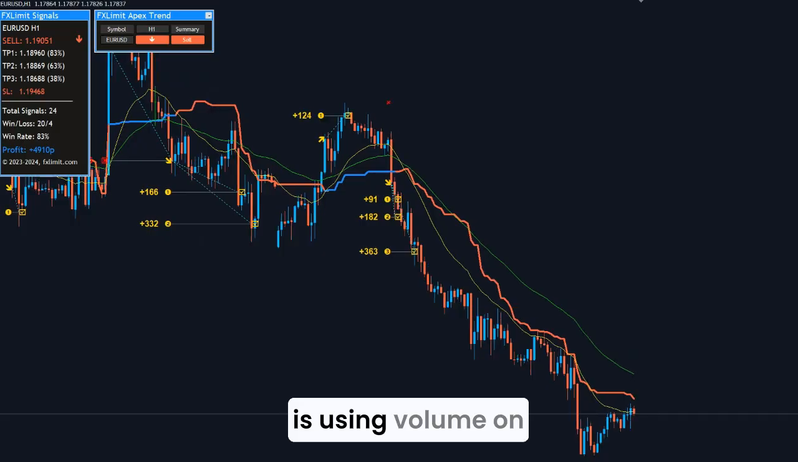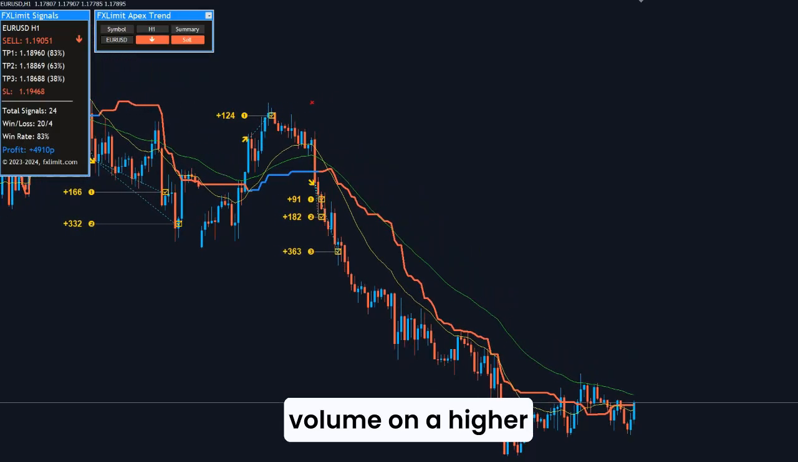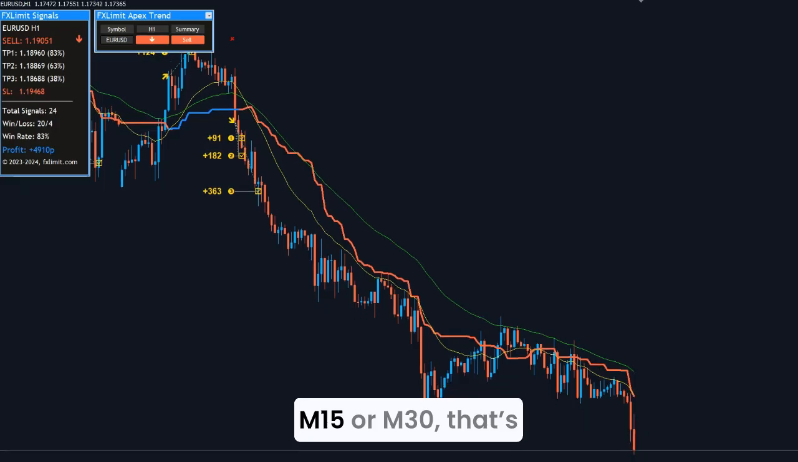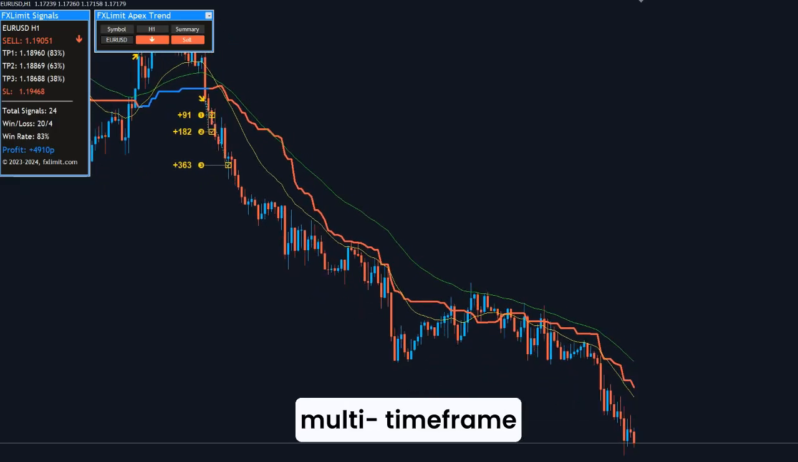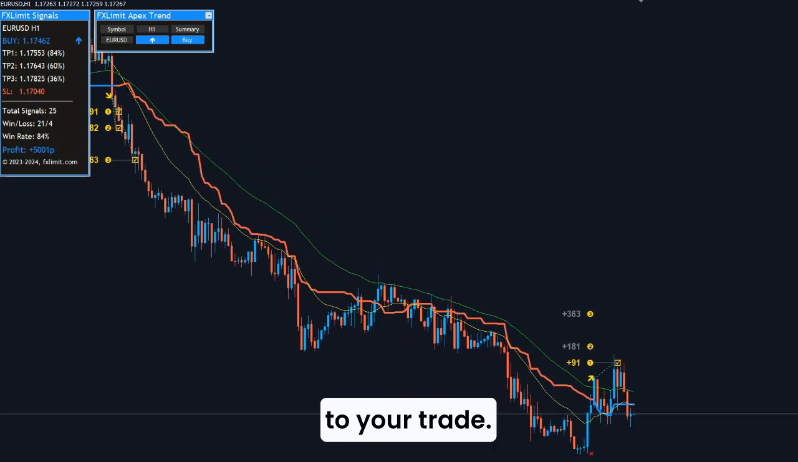Another great trick is using volume on multiple time frames. If you see rising volume on a higher time frame like H4, and you get a matching signal on M15 or M30, that's multi-time frame alignment. It adds an extra layer of confidence to your trade.